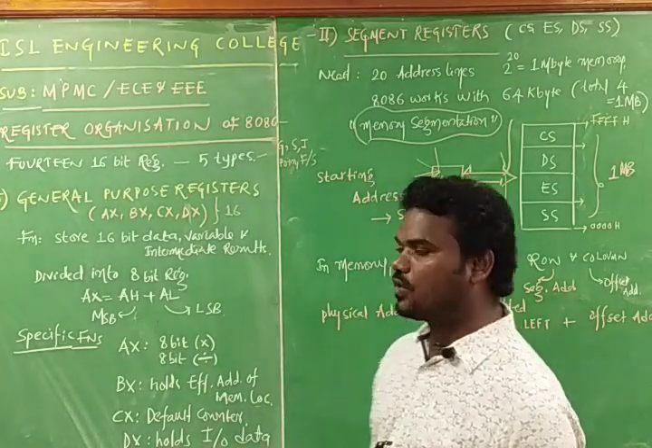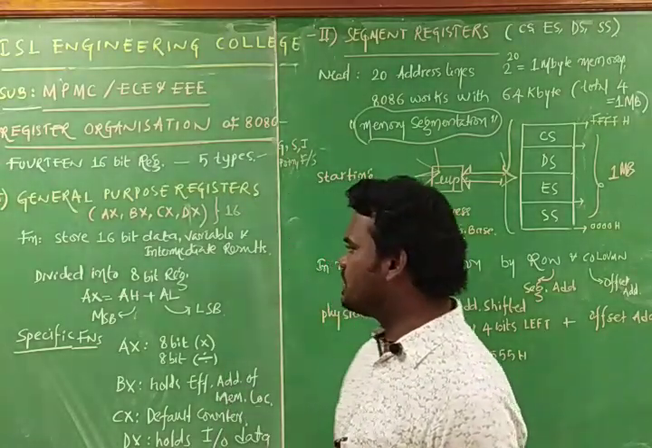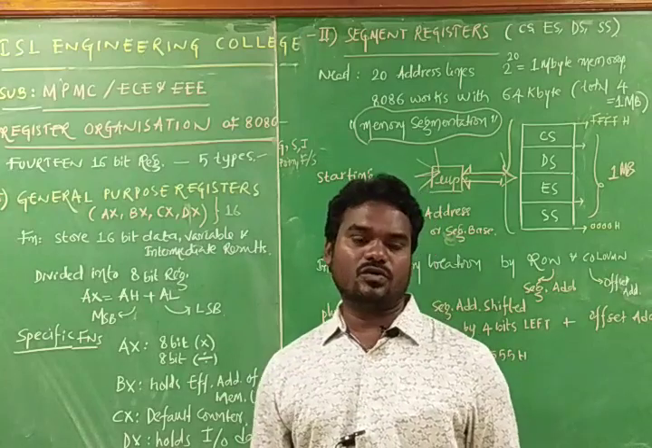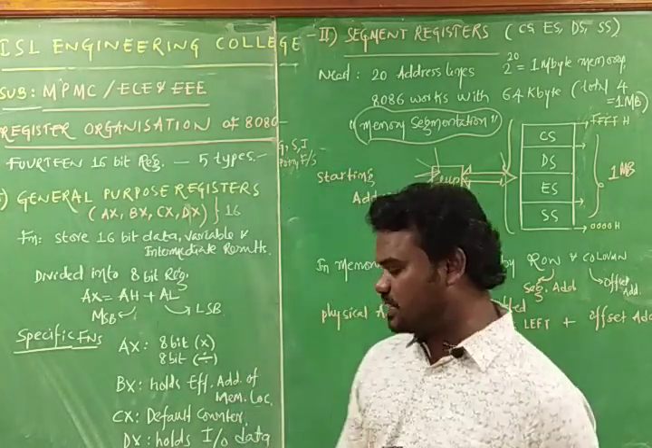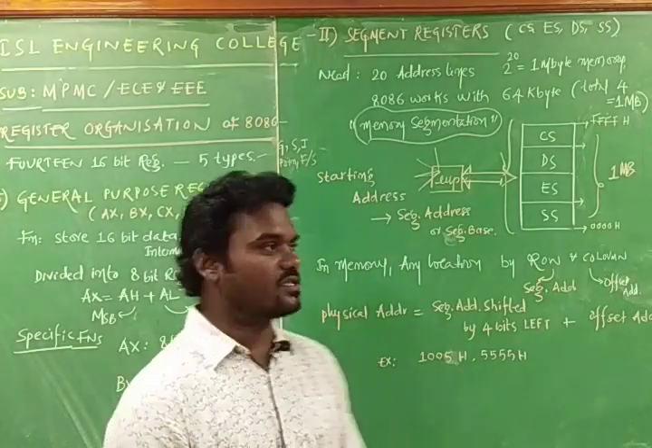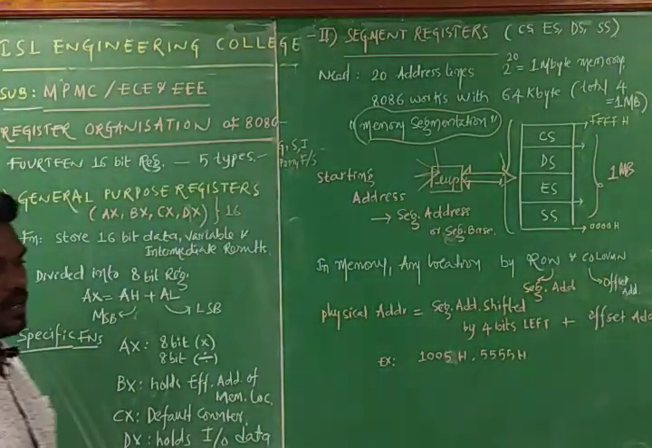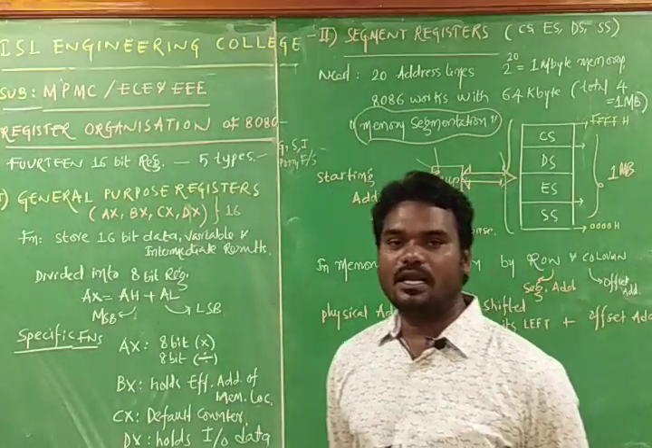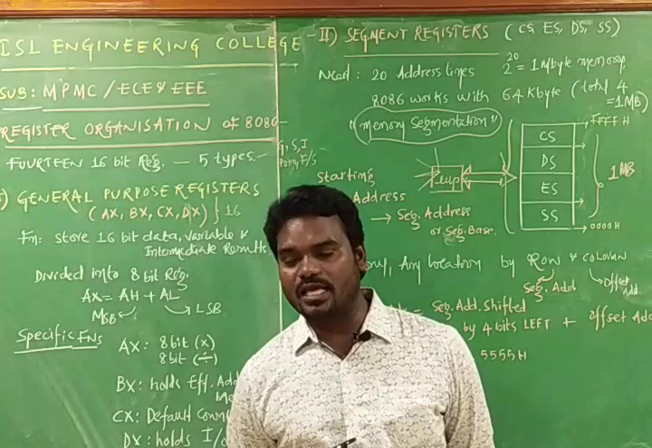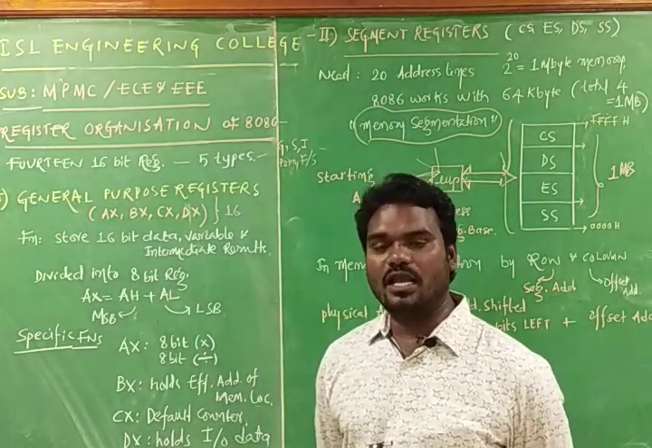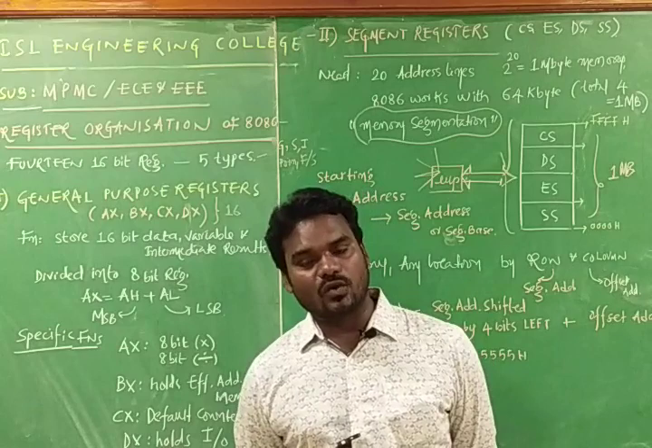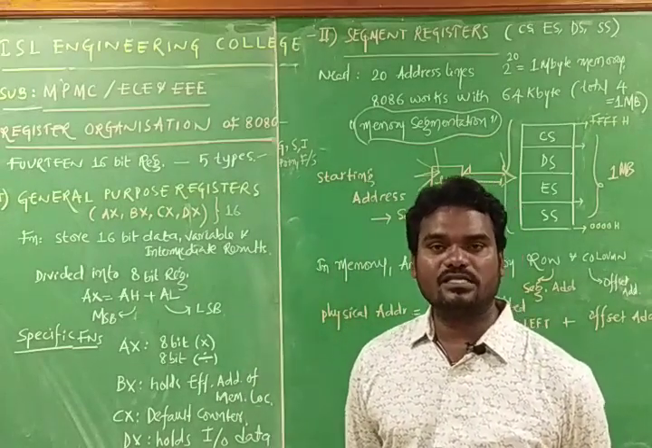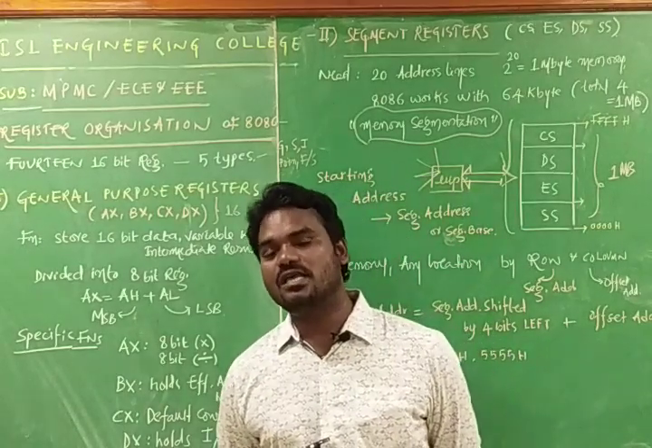Not only do these general purpose registers store 16-bit variable data and intermediate results, but they also perform some specific operations, which I am going to explain now. The first one, AX, is the accumulator register. It is divided into AH and AL. The main functionality of the accumulator register is that it not only stores data, it also performs 8-bit multiplication and 8-bit division. It also stores some operands.